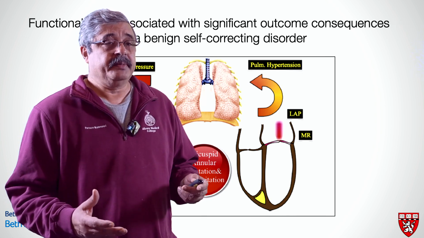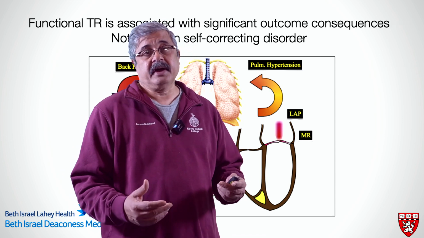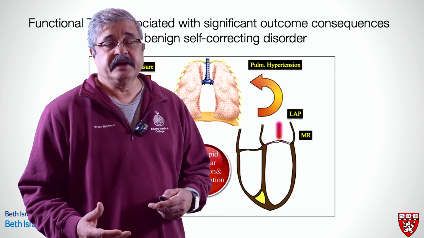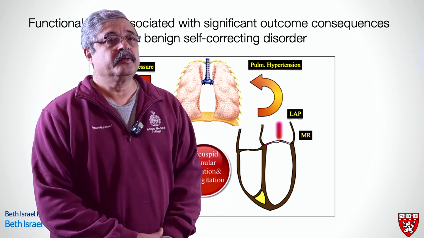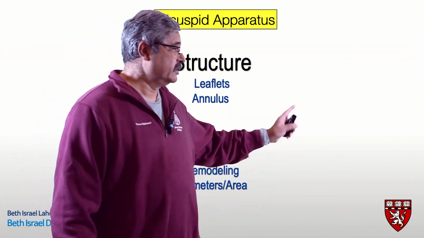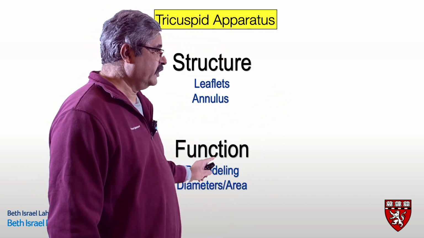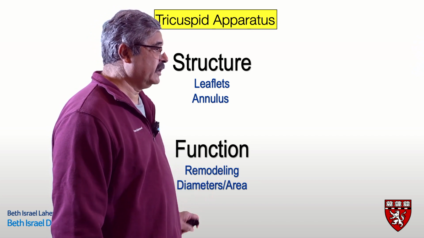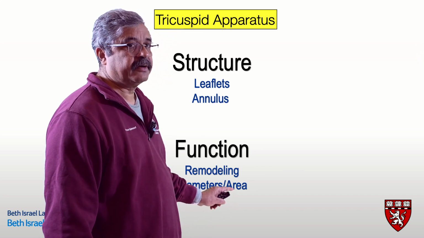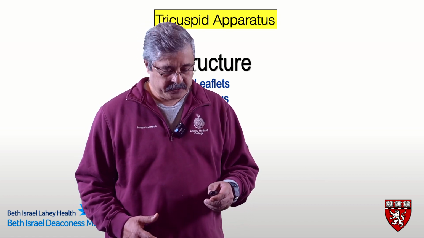However, that didn't happen, and people have found out that tricuspid regurgitation does not correct itself, tends to come back, and has significant impact on the functional recovery of patients who undergo left-sided interventions without any intervention for functional tricuspid regurgitation. So in this presentation, we'll go over the structure of the tricuspid valve, which is both the leaflets and the annulus. Then we'll go over the function that specifically relates to remodeling, and we'll go over what to measure, the diameters of the tricuspid annulus or the area of the tricuspid annulus. And now that we can analyze the tricuspid annulus dynamically, what is more important?